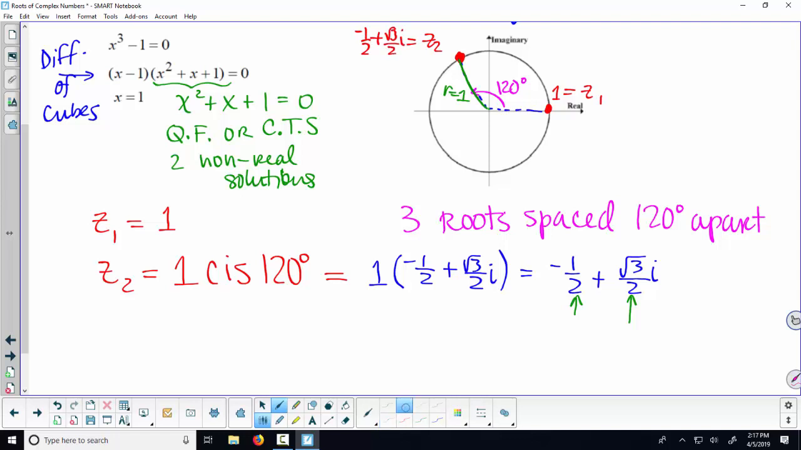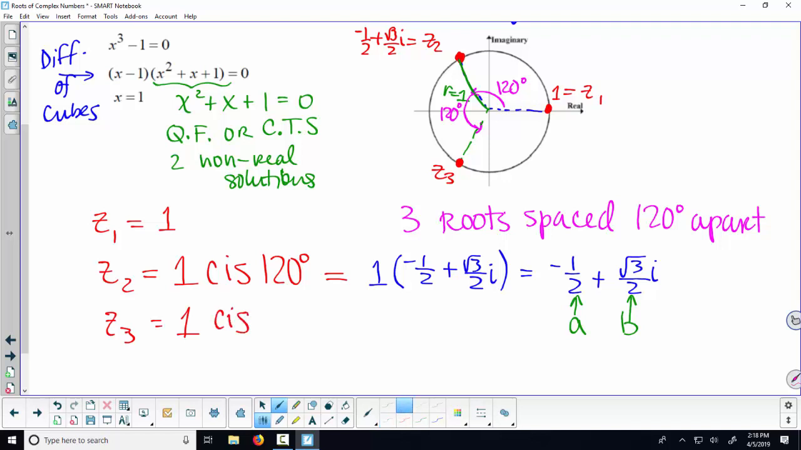Okay, and then how do I find my third root? Well, then I add 120 degrees to that. So 120 plus 120 is 240. So my next root is down here at 240 degrees. So the A and B for that will be the coordinates of that point on the unit circle at 240 degrees. So my third is 1 unit from the origin, its absolute value or modulus.